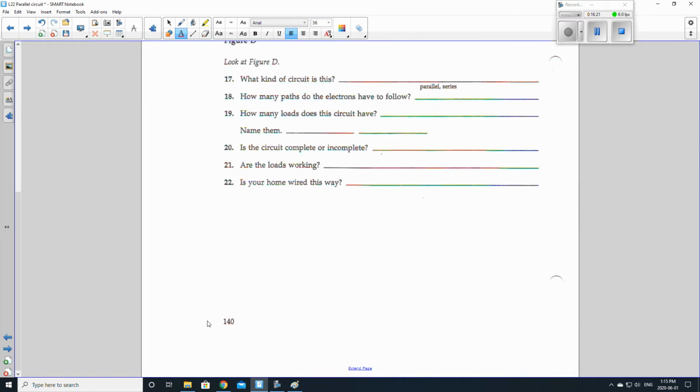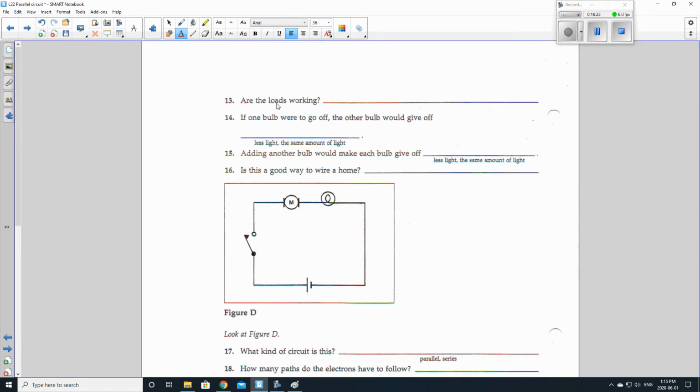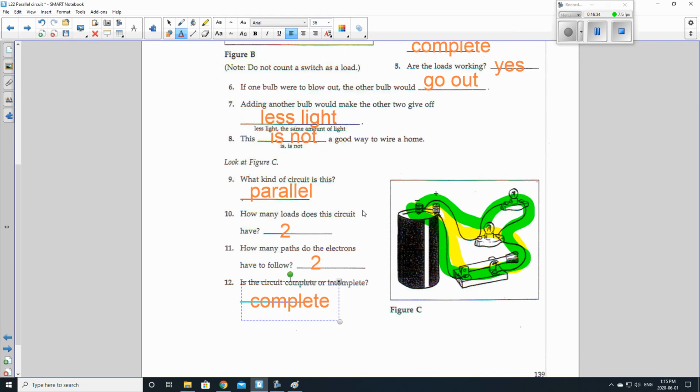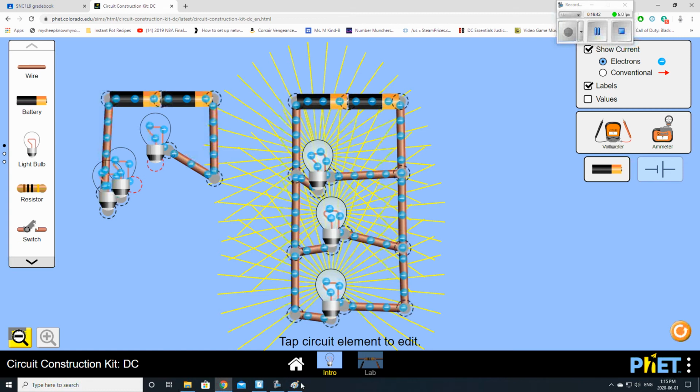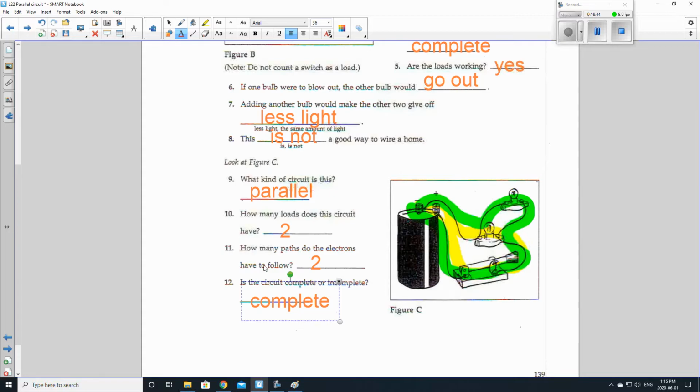Now we are on page 140. Okay, are the loads working from the previous page? Yes, they were. If one bulb were to go out, the other bulbs would give off the same amount of light. Okay, so this is a parallel circuit. So that's just like these ones here. So even if one of them were to go out or be added or whatever, it doesn't matter, okay? No matter what, they always give off the same amount of light.